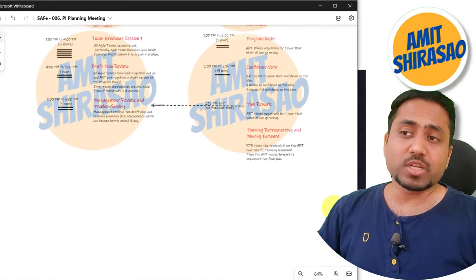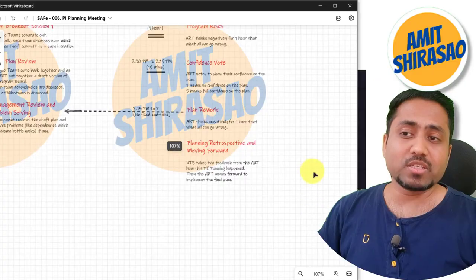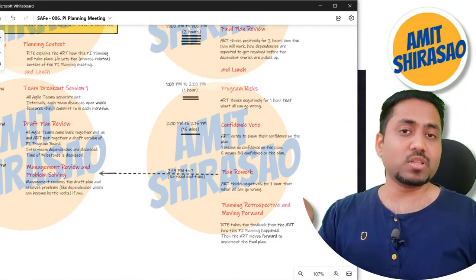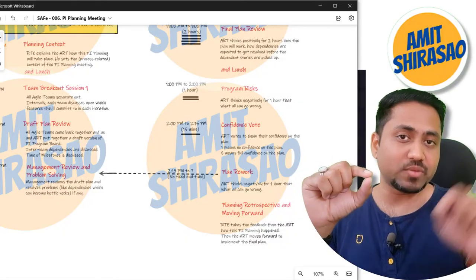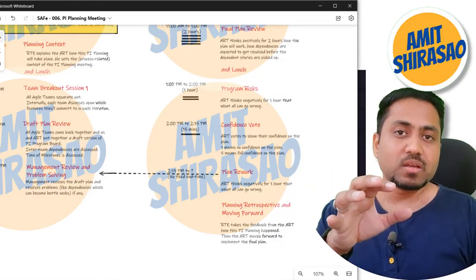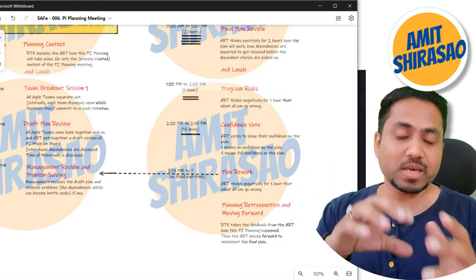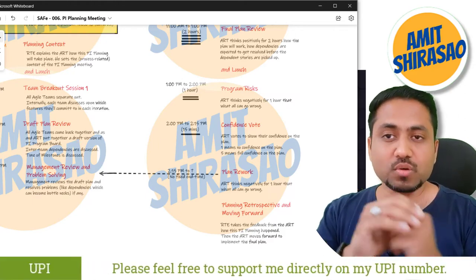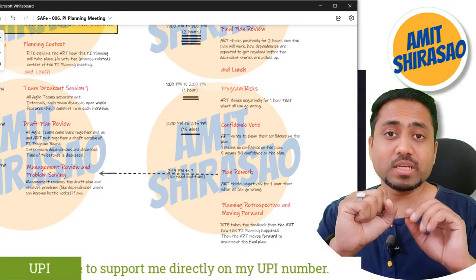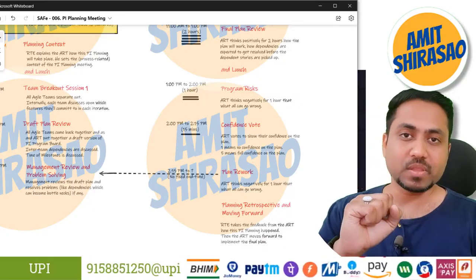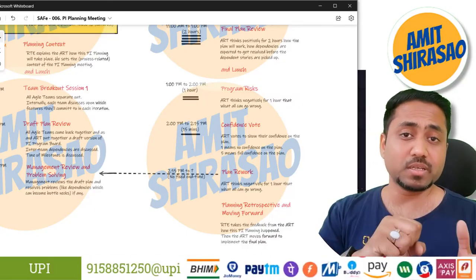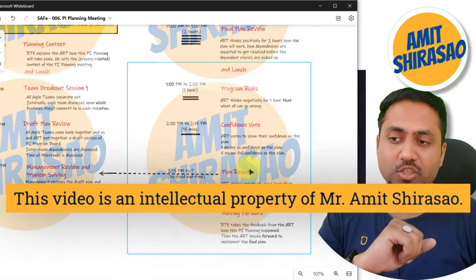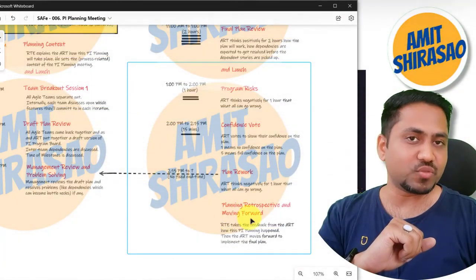In the confidence voting, if I add the votes of all the 50 to 125 people and divide it by the number of people, it will be the average vote. On an average, how much did every person in the ART vote? Let us say that average is more than 3. That means on an average, the ART is confident that this plan is going to work. So then it is okay. Then we directly jump to the planning retrospective and moving forward.